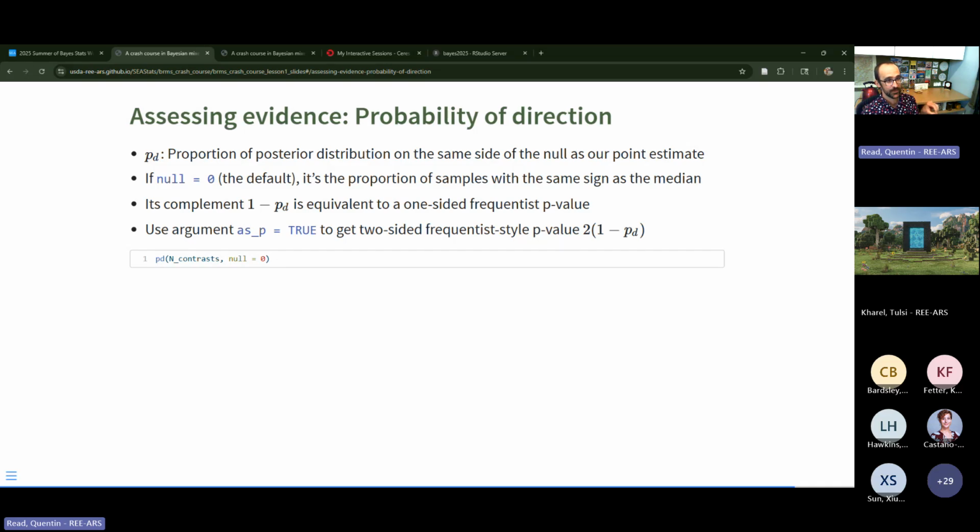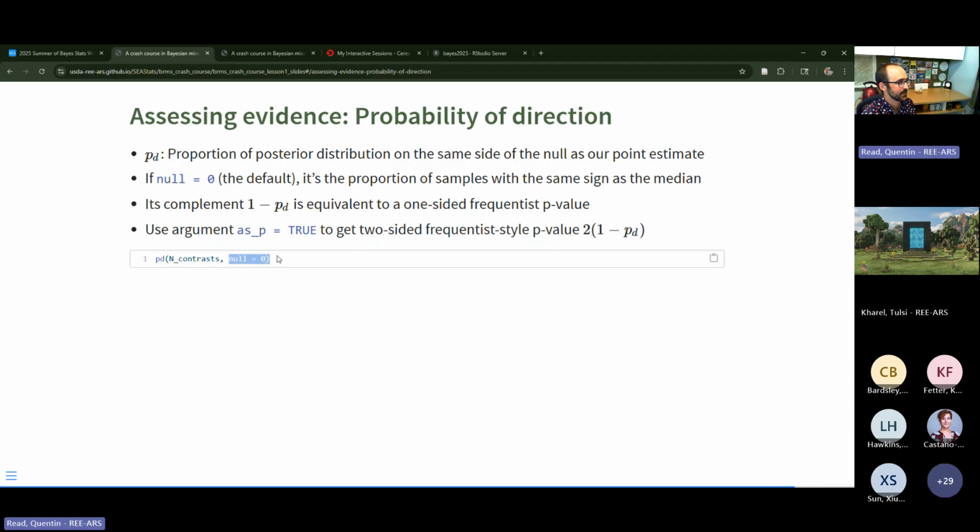That is the proportion of the posterior distribution that is on the same side of the null as our point estimate. So that's the probability, after we've seen the data, that our effect size is positive, for example. The closer that is to 100% probability, the more significant, but you can actually use the argument as_p equals true to get it in the form of a two-sided p-value.